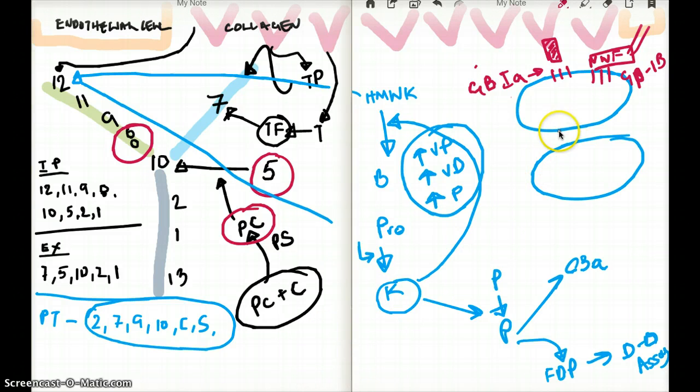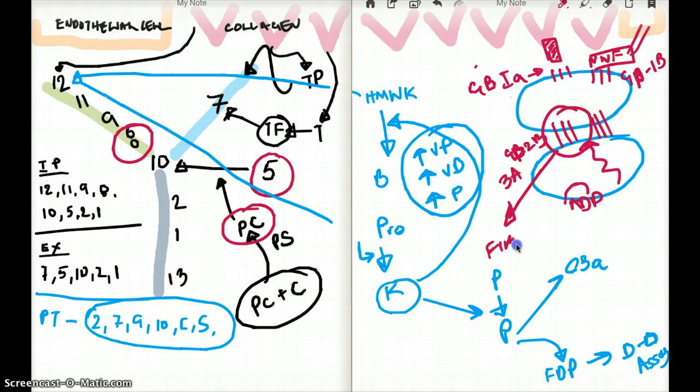Another thing is that a platelet is going to start binding to another platelet through glycoprotein 2B3A. The platelet also has ADP receptors, and ADP receptors in turn are going to stimulate the binding of glycoprotein 2B3A, and this binding is happening through fibrinogen.